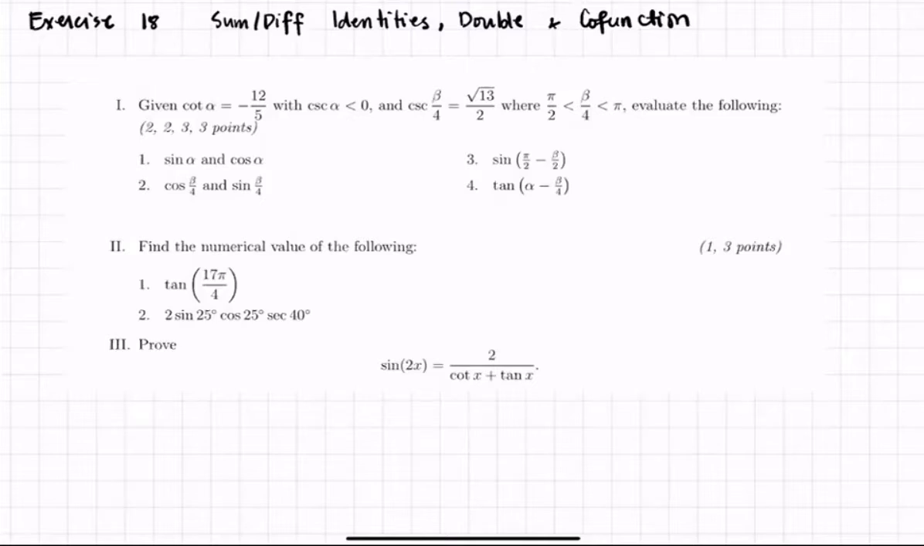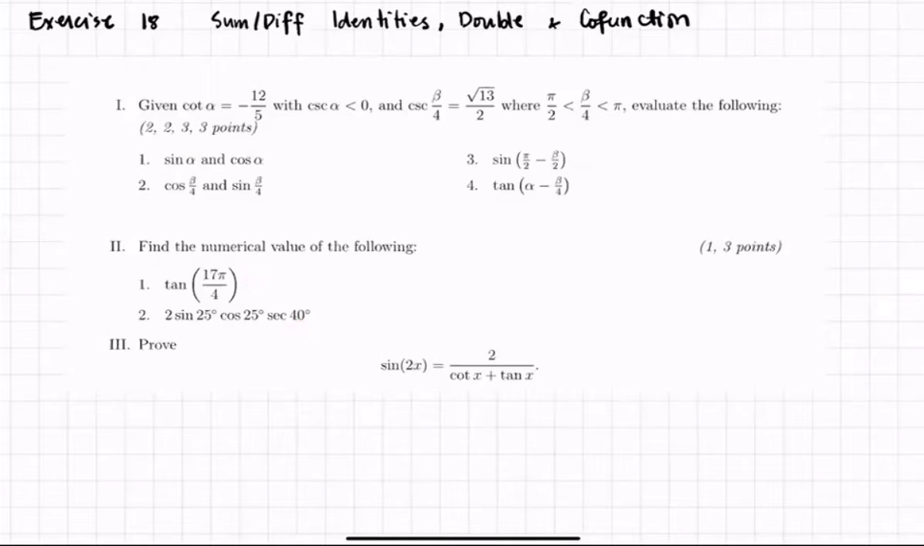So, evaluate the following. Number 1, find the value of sine alpha and cosine alpha. Itong dalawang to. Yung number 3, this one. Number 4, tangent alpha minus beta over 4. Bahala kayo kung paano nyo gagamitin yung identities, to your advantage. And for test 2, find the numerical value of this and this.